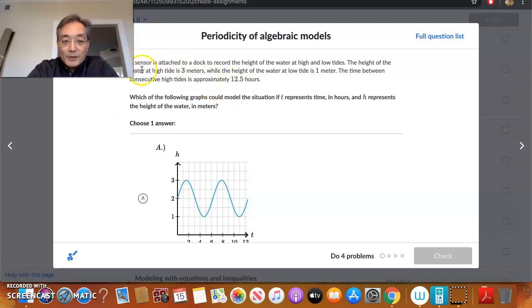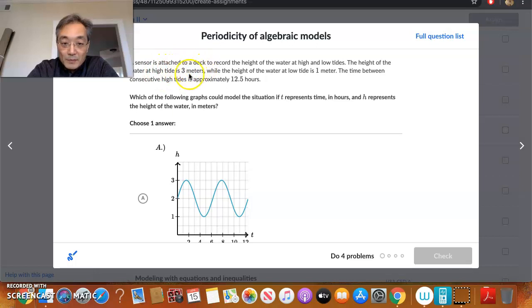It says a sensor is attached to a dock to record the height of the water at high and low tides. The height of the water at high tide is 3 meters, and so this can represent our maximum value, while the height of the water at low tide is 1 meter. This could be our minimum value. The time between consecutive high tides is approximately 12.5 hours. Now this, of course, represents the period, right? Consecutive high tides, consecutive maximum values. 12.5 is our period. Which of the following graphs could model the situation if t represents time in hours and h represents the height of the water in meters?